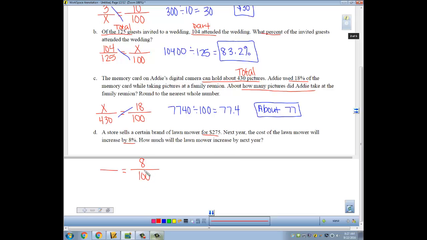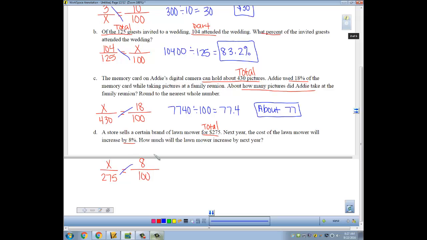So I need to figure out, is 275 the total or is it just part of it? I would say that this is the total because only part of it is going to increase. We don't know what part increased, so I don't know that. This is 275.